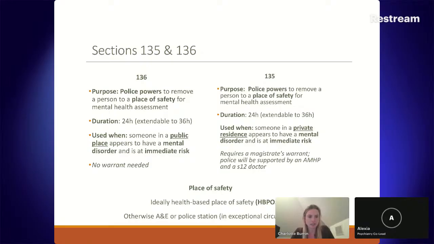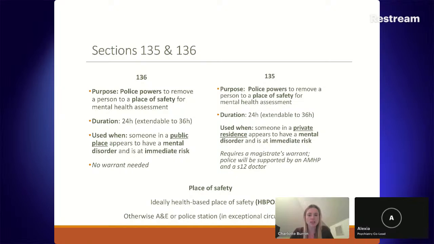A 135 is very similar. So the police believe somebody to be suffering from a mental disorder, then there is serious risk involved. The difference is that a 135 is from a private residence. So the police have to obtain a warrant from court to allow them to enter the premises. So this is a bit more of a complicated process, but it is done in the community.